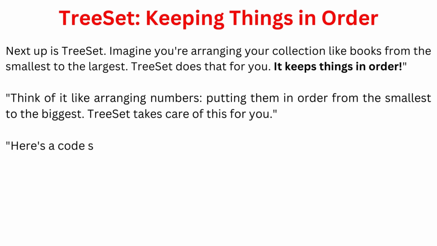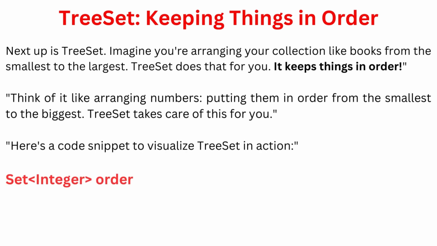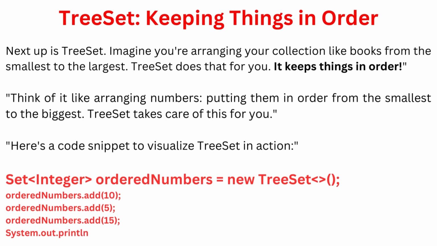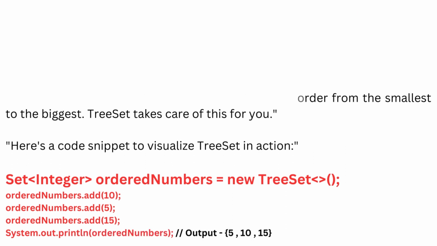Here's a code snippet to visualize TreeSet in action. Set<Integer> orderNumber = new TreeSet<>(), and I am adding some numbers here, and you can write TreeSet at first also in the place of Set, and when you print this, then this is a sorted order in TreeSet.